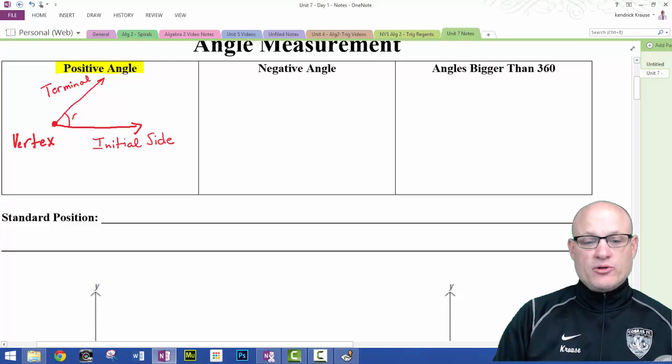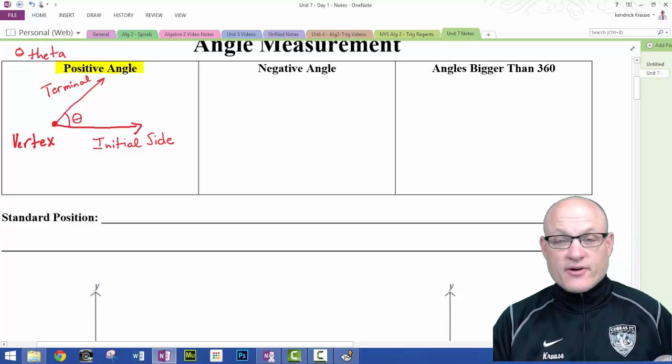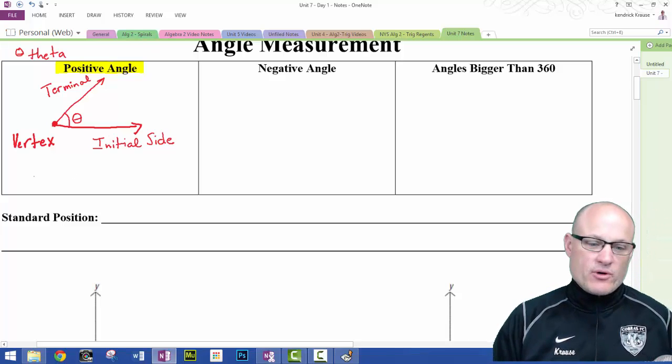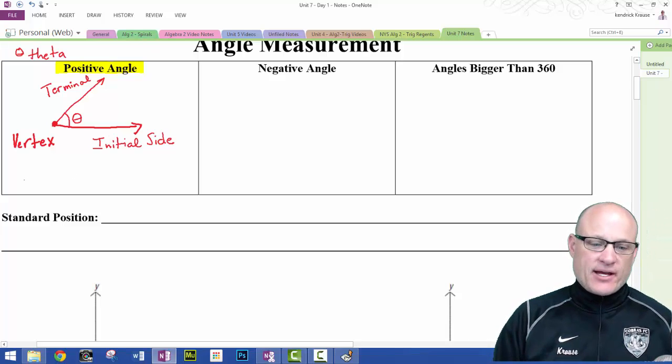And generally what we'll use is this Greek letter called theta. That is spelled T-H-E-T-A. Theta. It's the variable used to represent angle measures. One thing you want to really remember about positive angles is they go in a counterclockwise direction.